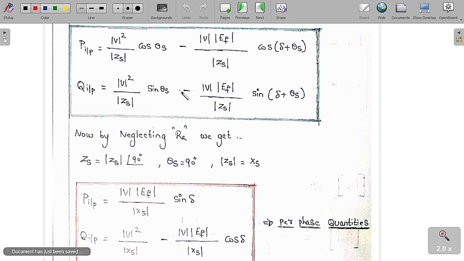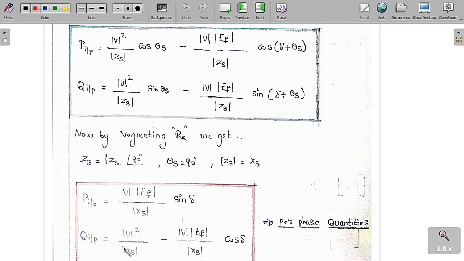Whenever RA is not equal to 0, the perfect input active power is not equal to the perfect output active power, and the perfect input reactive power is not equal to the perfect reactive output power. But if RA is equal to 0, the perfect input power is equal to the perfect output power, which is active in nature, and the perfect reactive input power is not equal to the perfect reactive output power.